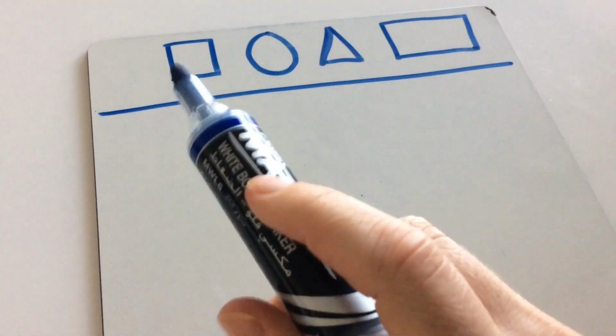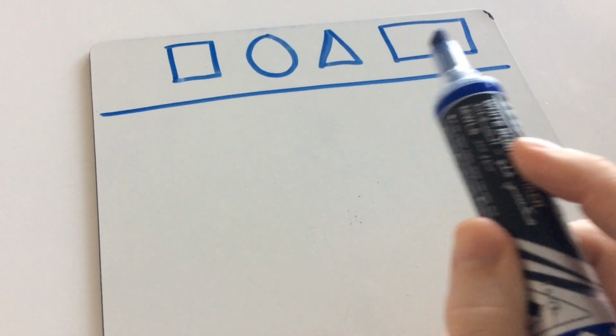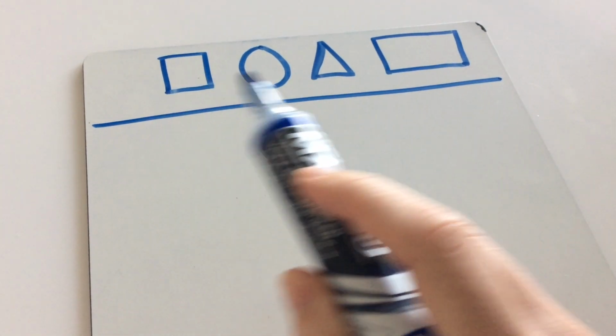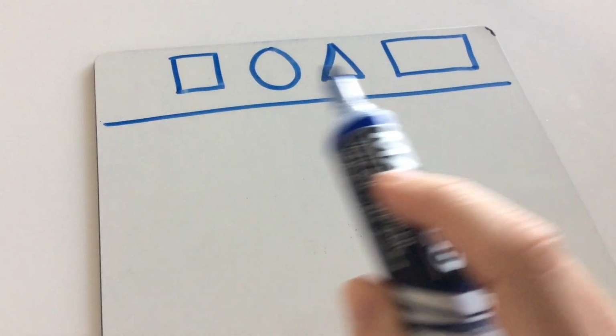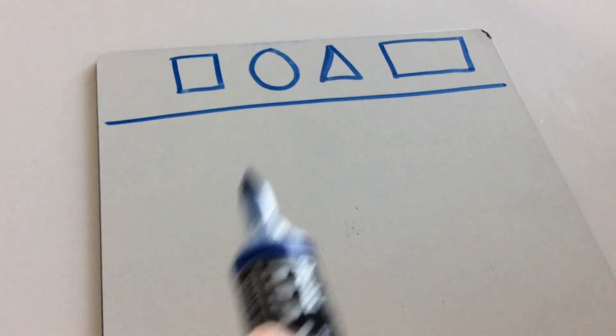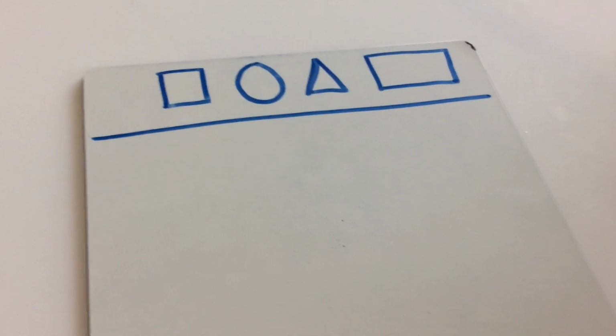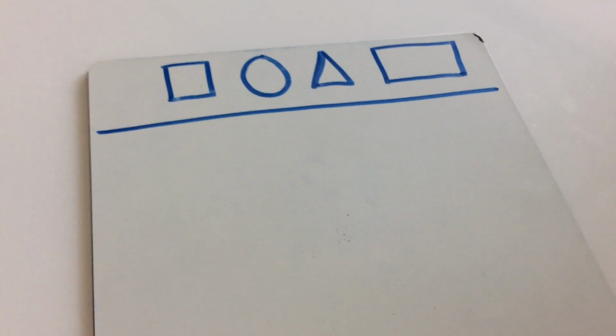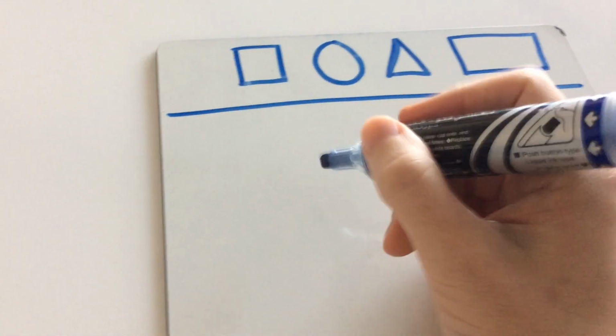So I'm going to use these shapes. I've got a square, a circle, a triangle, and a rectangle. Now, I need to look for things which some shapes have the same and some shapes have differently. And I'm going to use my knowledge of what I've been learning in the last few weeks. So I'm going to look at right angles here. That was one of the things in the work for this week.